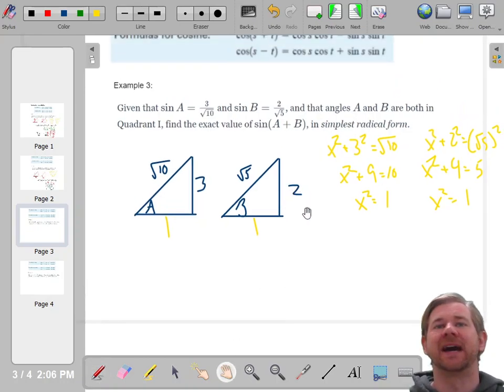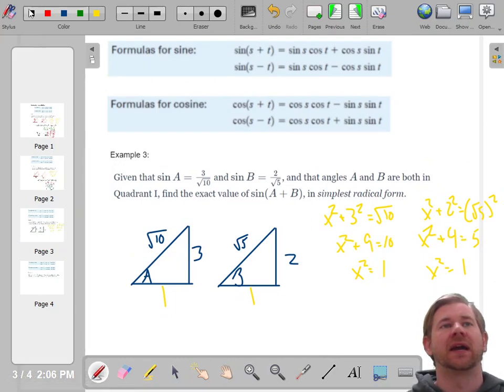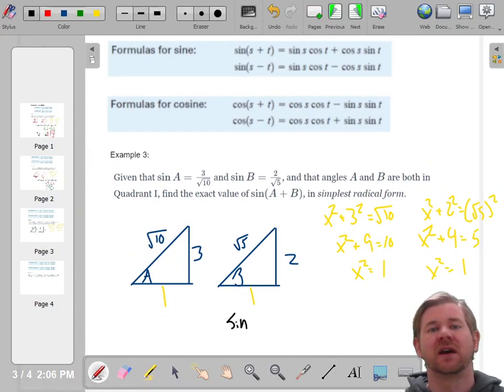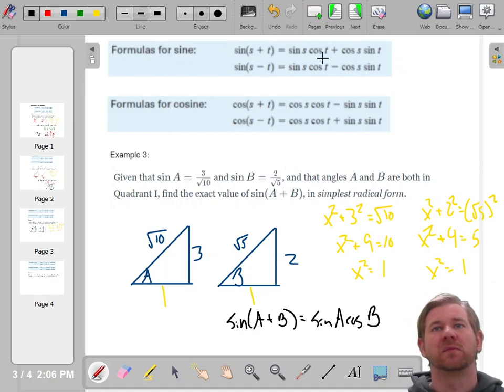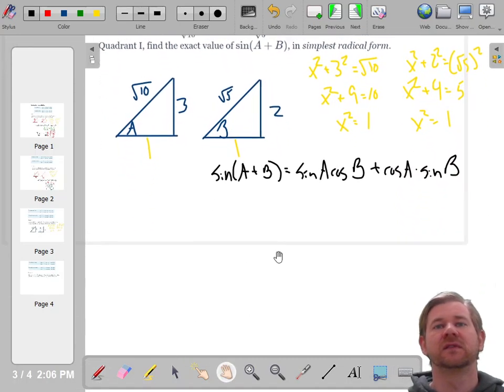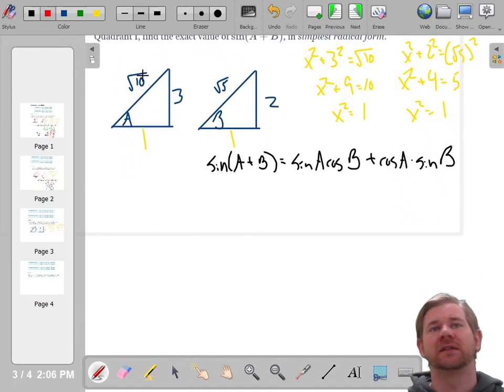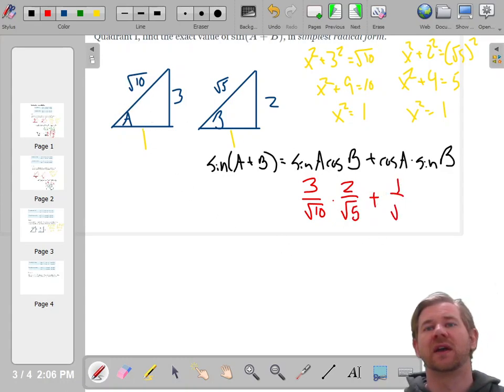Now I'm going to use the sine of A plus B formula. So the sine sum formula is right there. Again, I think it's good practice to write it. The sine of A plus B expands into the sine of A times the cosine of B plus the cosine of A times the sine of B. Now I just need to figure out all those things. So the sine of A is 3 over radical 10. The sine of B is 2 over radical 5.